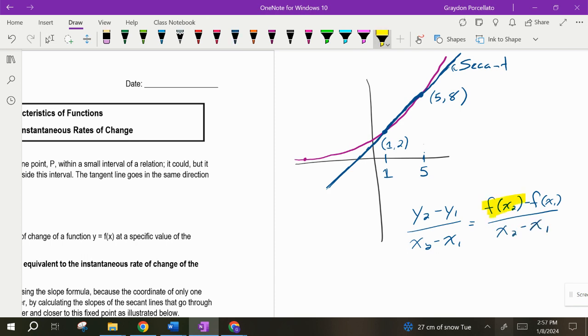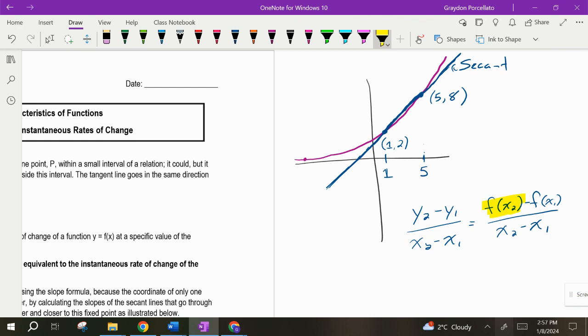All that f of x2 means is if I have an equation, I sub my x2 coordinate into my function, and that gives me my corresponding y value. The same for f of x1: if I sub my x1 into my function, that gives me my corresponding y value. So we calculated the slopes of our secant line that way yesterday, and that tells us our slope or rate of change over a certain interval on a non-linear function.